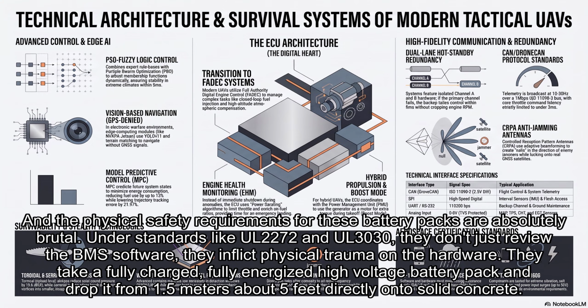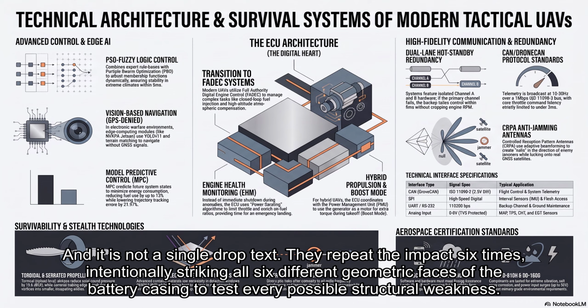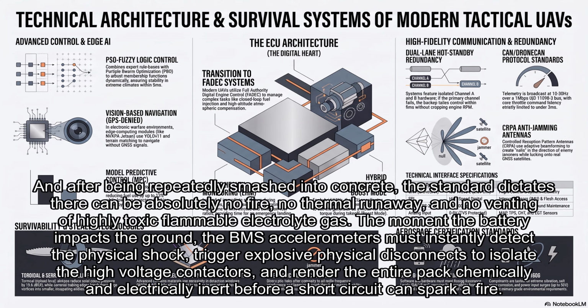Under standards like UL 2272 and UL 3030, they don't just review the BMS software, they inflict physical trauma on the hardware. They take a fully charged, fully energized, high-voltage battery pack and drop it from 1.5 meters, about 5 feet, directly onto solid concrete. And it is not a single drop test. They repeat the impact 6 times, intentionally striking all 6 different geometric faces of the battery casing to test every possible structural weakness. And after being repeatedly smashed into concrete, the standard dictates there can be absolutely no fire, no thermal runaway, and no venting of highly toxic, flammable electrolyte gas.